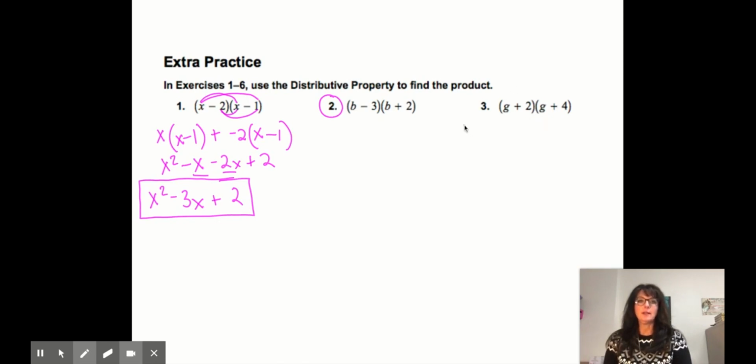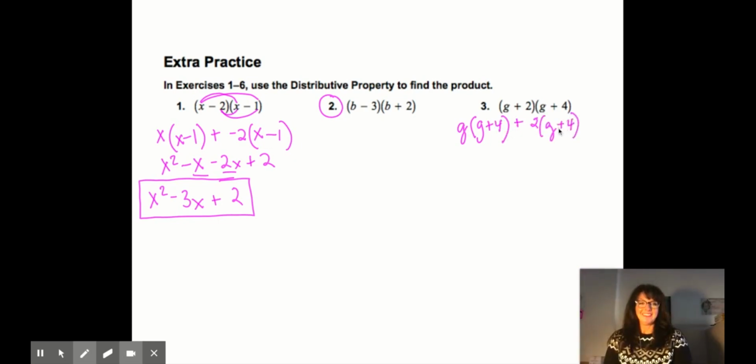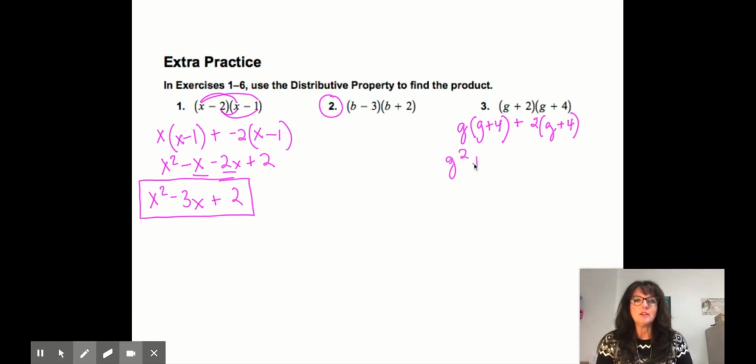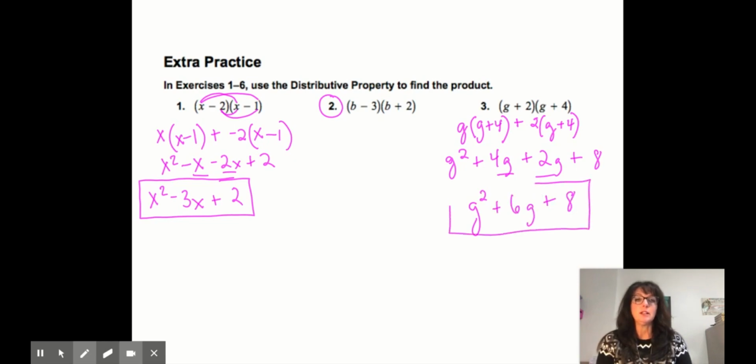So I'm going to rewrite this as g times the g plus 4, and then plus 2 times the g plus 4. All right, so we'll get g squared plus 4g plus 2g plus 8. Like terms are right here in the middle. g squared plus 6g plus 8. Doesn't get much simpler than that. We're literally just multiplying every term in the first binomial times each term in the second binomial.